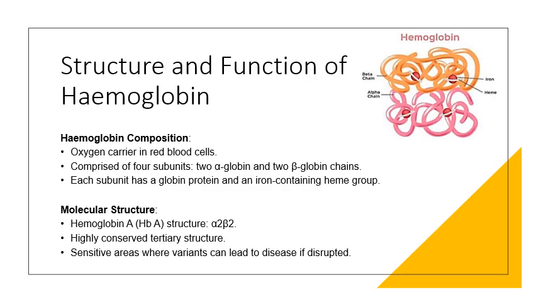Hemoglobin is the oxygen-carrying molecule in red blood cells. It consists of four subunits, two alpha globin and two beta globin chains. Each subunit includes a globin protein and an iron-containing heme group, which is essential for oxygen binding and transport across the body. The primary adult hemoglobin, hemoglobin A, or HbA for short, has a structure denoted as alpha 2 beta 2.